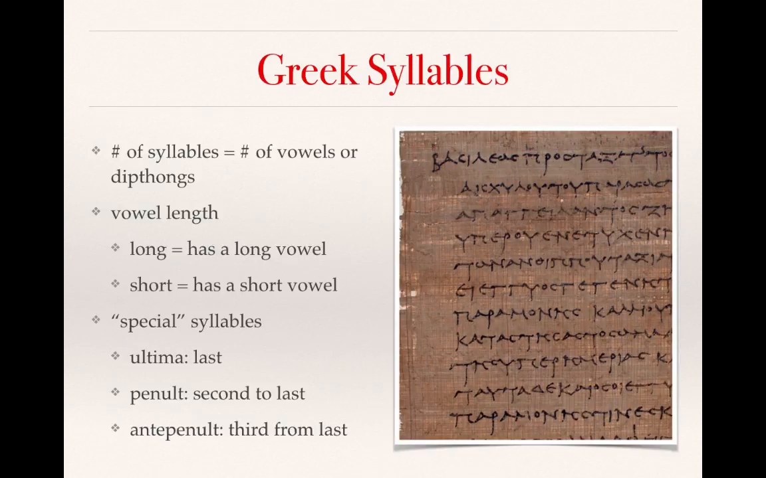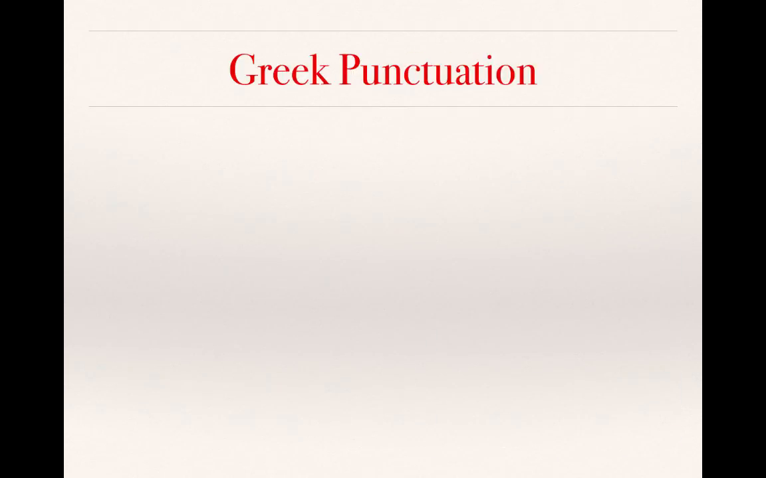There are also some special syllables, and really this is just for your information. It's not going to be really important for our purposes. The ultima is the last, penult is the second to last, and then the antepenult is third from the last. This has to do with accenting rules, but we are not going to pay a lot of attention to those in this class.